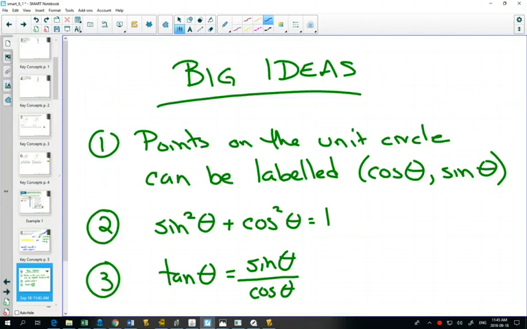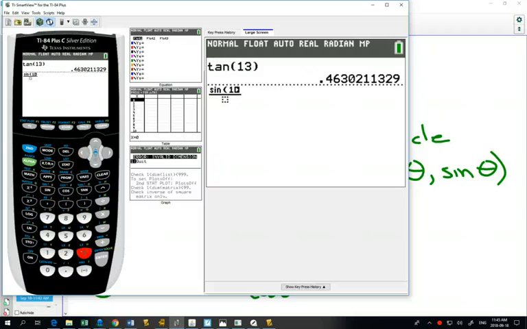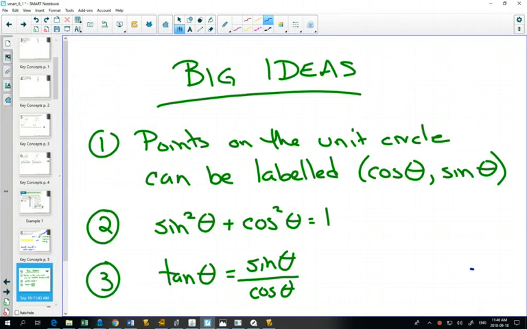Let's go to our calculator just to verify that. So if I would pick our lucky 13 degrees, tan of 13 is equal to 0.463. And then if I try sine of 13 degrees divided by cos of 13 degrees, it's exactly the same. And this works for any angle. Tan of 100 degrees is the same as sine of 100 degrees divided by cos of 100 degrees. But the angle has to be the same for all of them. You can't have one angle on the top and a different angle on the bottom.